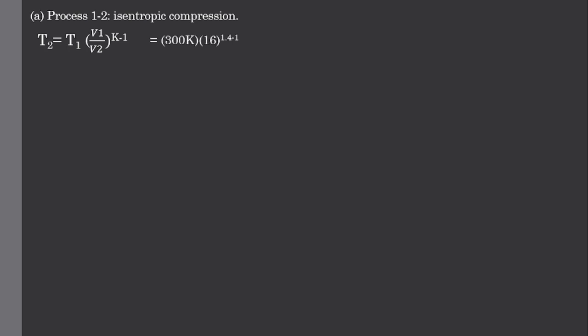First, we're going to find process 1-2, isentropic compression. So this is the equation: T sub 2 is equal to T sub 1 times V sub 1 over V sub 2, which is the compression ratio, to the power of k minus 1. So our temperature, 27 Celsius plus 273, so 300 Kelvin, times 16 to the power of 1.4 minus 1, so our temperature 2 is 909.4 Kelvin.